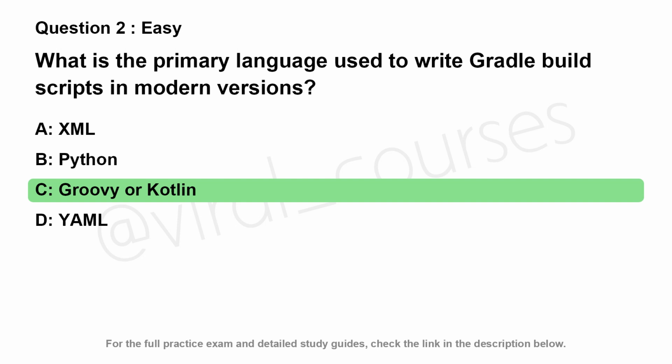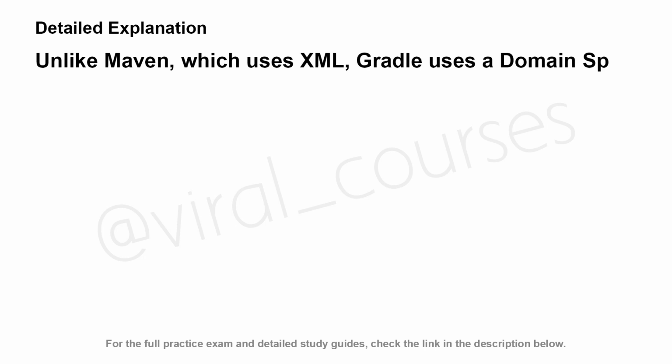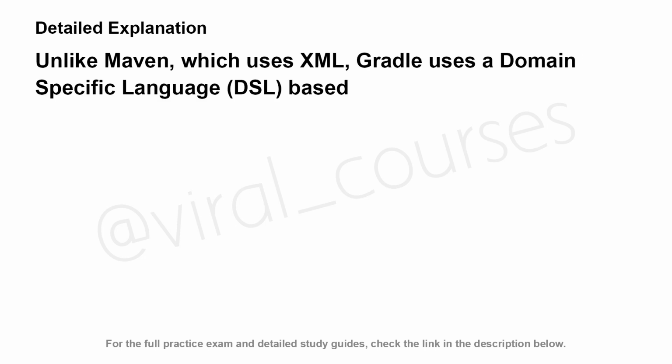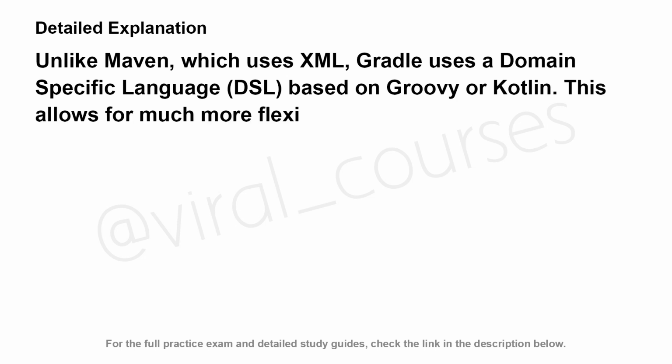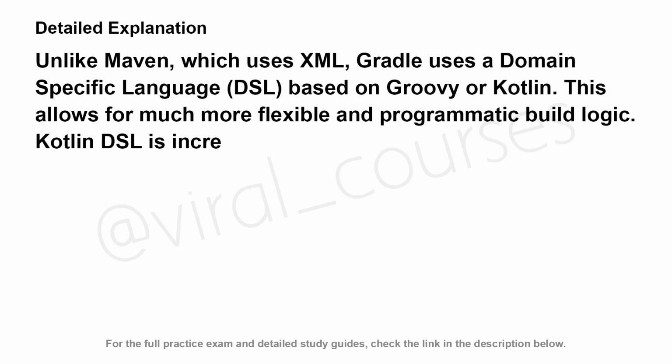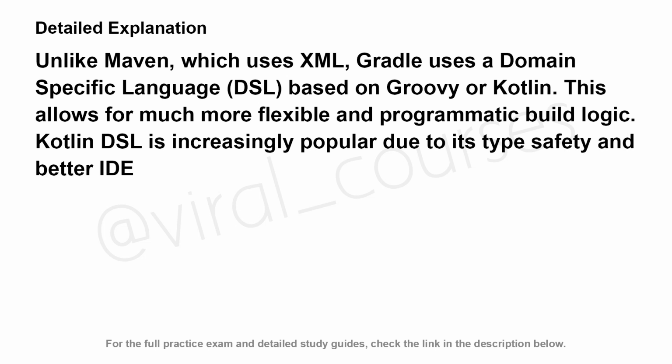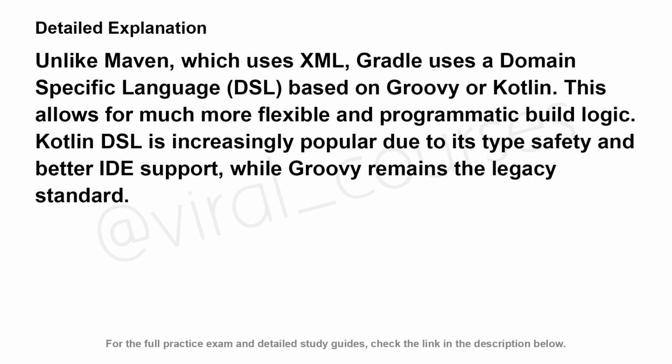The correct answer is C. Unlike Maven, which uses XML, Gradle uses a domain-specific language, DSL, based on Groovy or Kotlin. This allows for much more flexible and programmatic build logic. Kotlin DSL is increasingly popular due to its type safety and better IDE support, while Groovy remains the legacy standard.